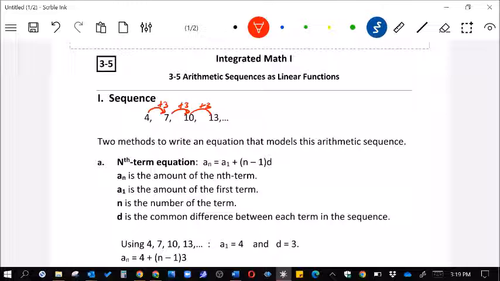So that means we could continue on if we wanted to and add 3 to get 16, and then add 3 again to get 19 if we wanted to. We could keep going.